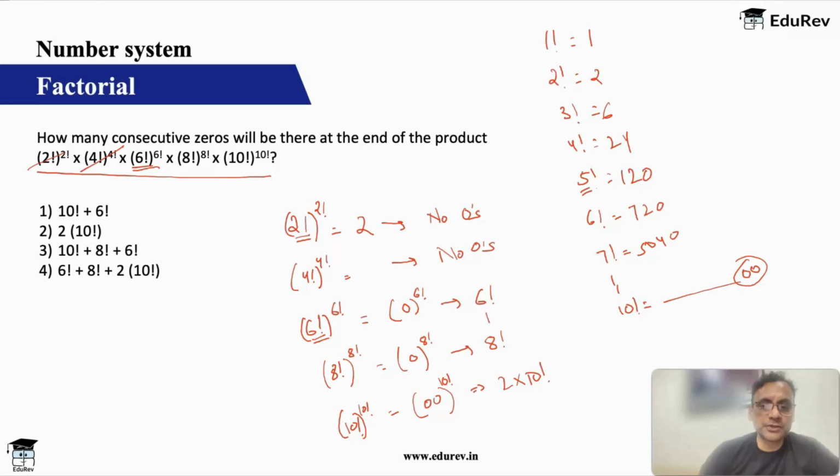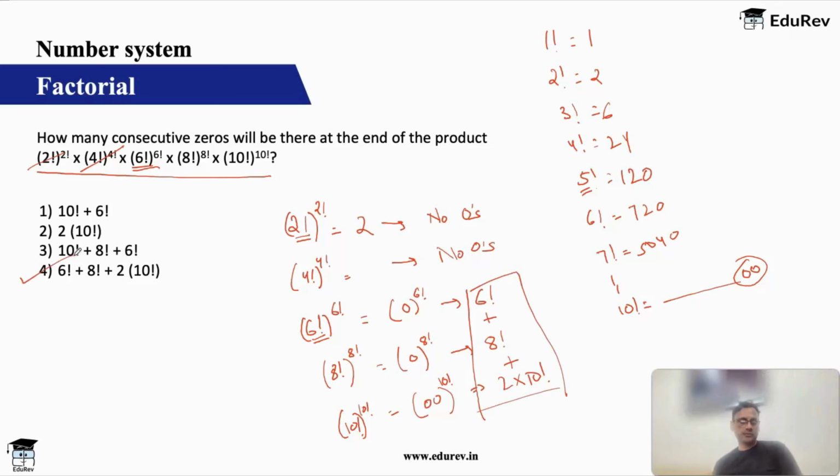So total number of zeros are going to be 6 factorial plus 8 factorial plus 2 into 10 factorial, which will be your answer choice 4. Right? As simple as that. That is going to be the answer for your question. Okay, so I hope we are clear here. And that's first and second number really does not matter. It is the third and the fourth and the fifth which will give you the answer.